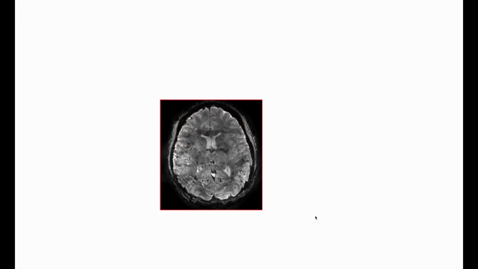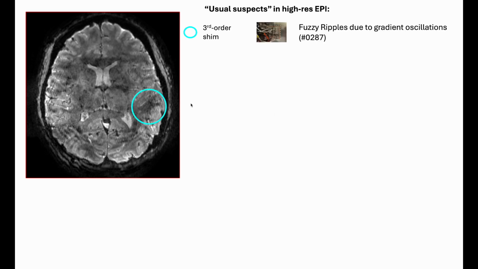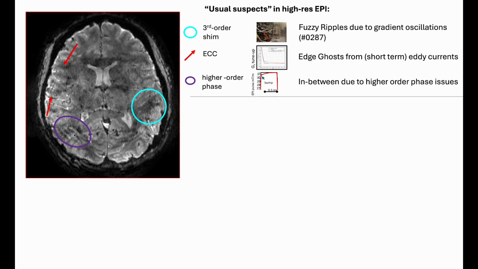So let's look at this a bit in more detail. We do see that those are the usual suspects. For example, we see these fuzzy ripples that come from third order shims and gradient oscillations. We see those edge artifacts over here that come from uncorrected eddy currents. And we also have these higher order phase inconsistencies over here. So all of those issues are gradient issues. They're not GRAPPA issues. It seems that GRAPPA is just amplifying those gradient issues.